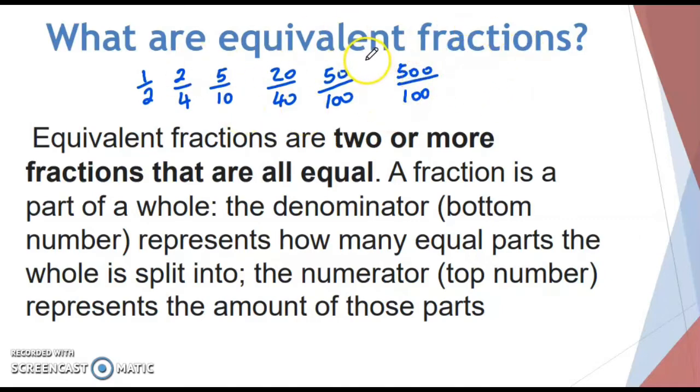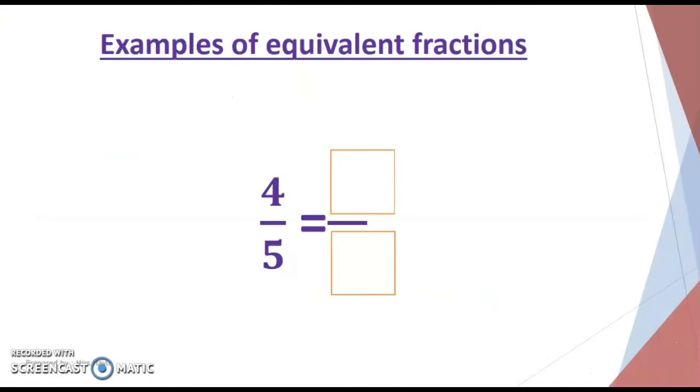We have more than one and they're all equivalent to each other. All right? A fraction is a part of a whole. The denominator, which is the bottom number, represents how many equal parts the whole is split into. The numerator, the top number, represents the amount of those parts. Here we have some examples of equivalent fractions.